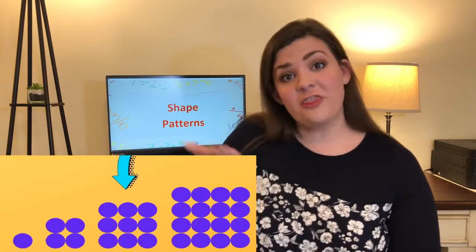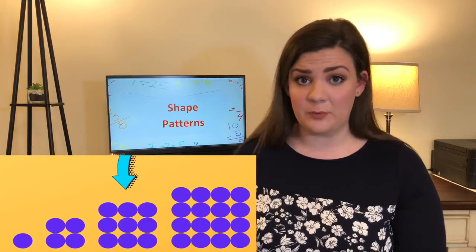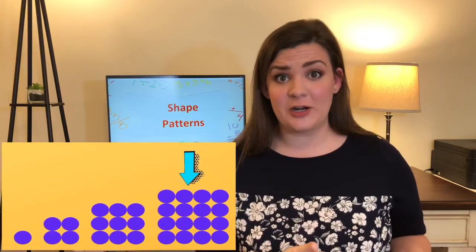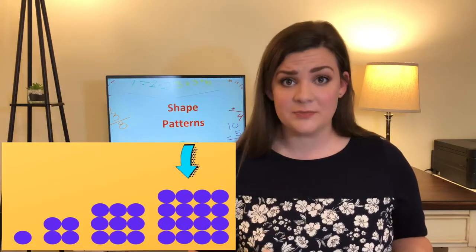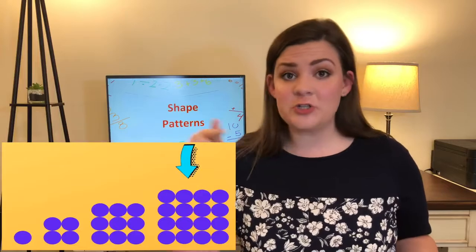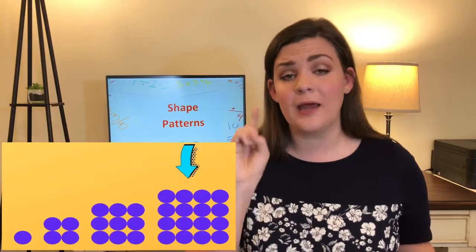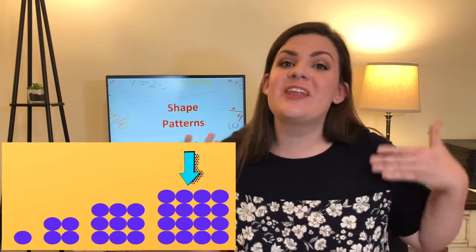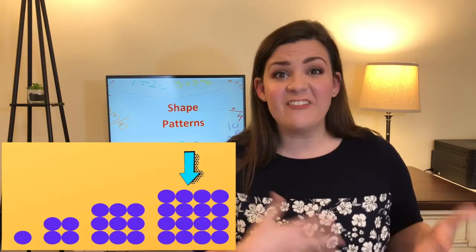The third term has 3 columns and 3 rows made of circles that still create a square shape. The fourth term in this pattern is made up of 4 rows and 4 columns of circles, but still creates a square shape. It appears that every new term grows by 1 column and 1 row of circles. Can you see that?